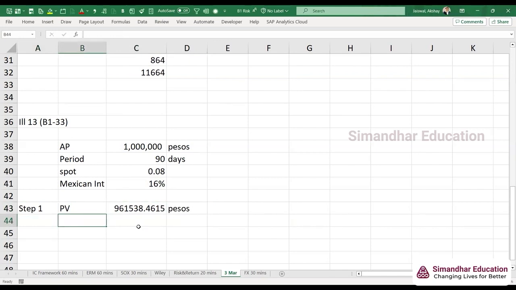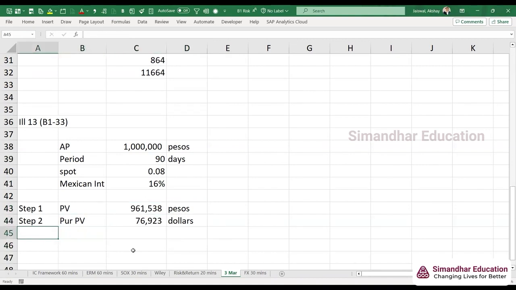What we are going to do now, we are going to purchase. Step 2 is purchase the present value. Whatever present value is there, we are going to purchase at the spot rate. We know the spot rate. So this is dollars. This many dollars we will have to pay to buy this many pesos.